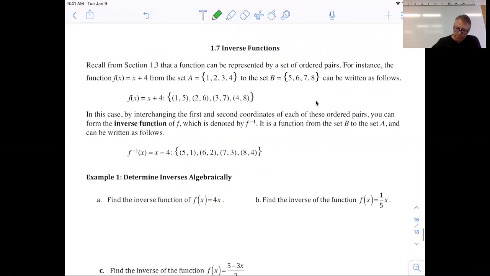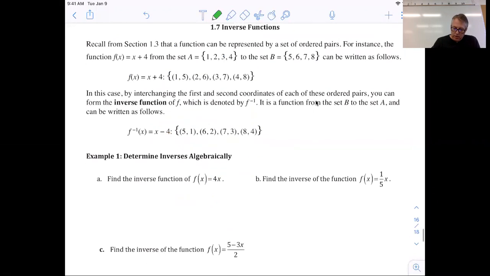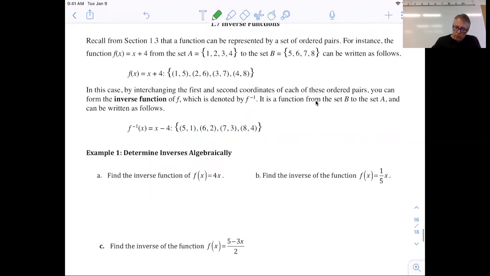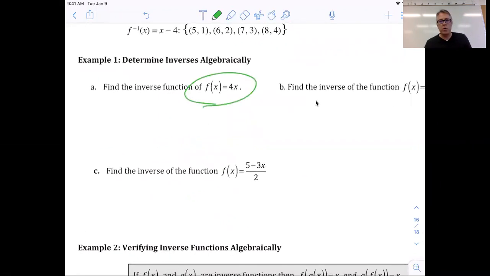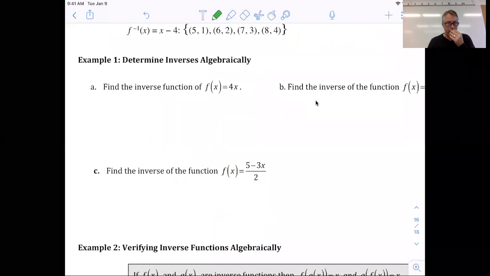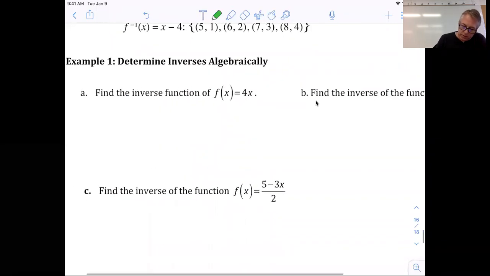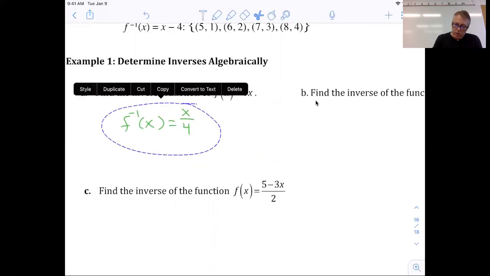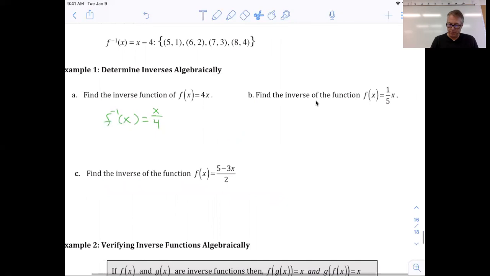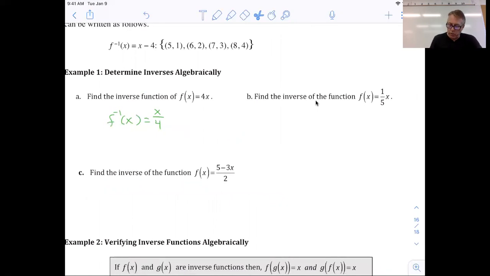All right, so in this case, if we wanted to find the inverse function, if our function was 4 times x, well, how do you undo 4 times x? Instead of multiplying by 4, you divide by 4. So our inverse of f would be x divided by 4. So it has to undo what the original function did. Now they're going to get a little harder, so stick with me here.